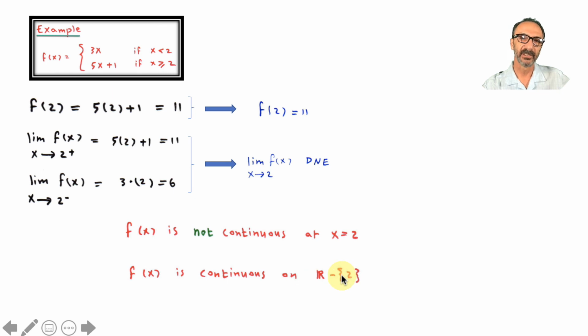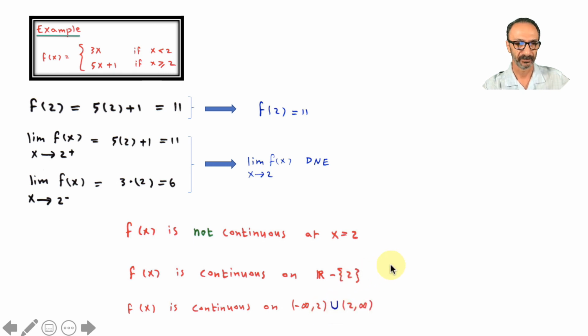Let's write this differently, as I did in the previous example. So f of x is continuous on negative infinity to 2, not including 2, union 2 to infinity, not including 2. So it's defined all the way from negative infinity to infinity, but not including 2.